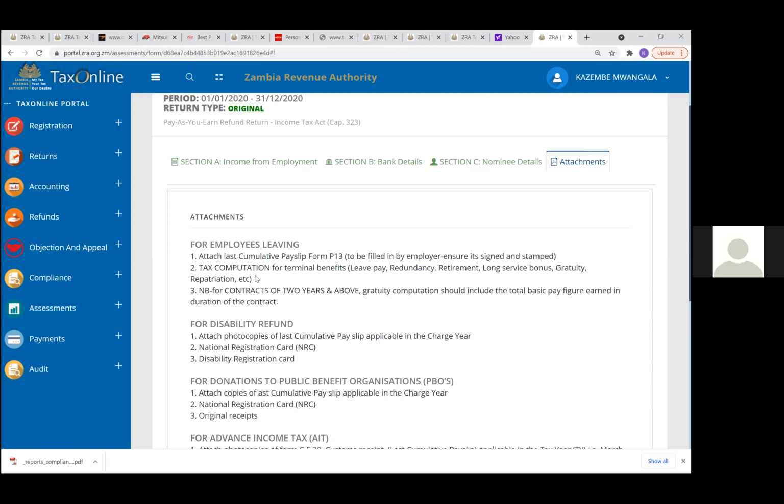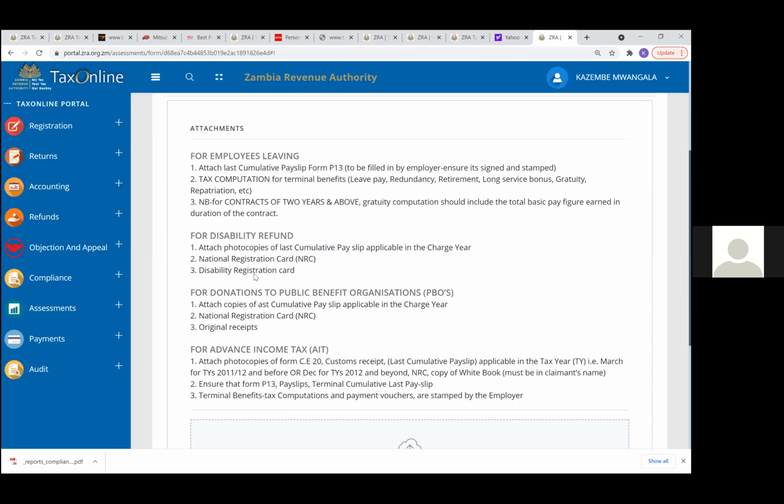Then for disability, a payslip also applies across the board, along with the NRC and the disability card. If you are differently abled, there's a card that you are given. You need to belong to a certain organization, so you need to go and register with it. I think it's the Zambia Association of People with Disabilities. They give you a card, so you need to attach that card.